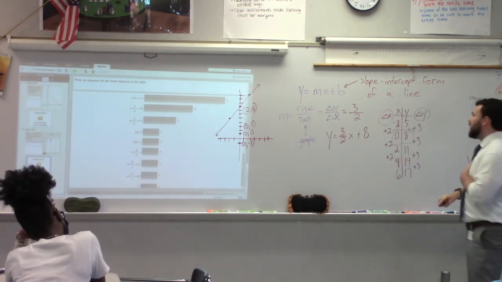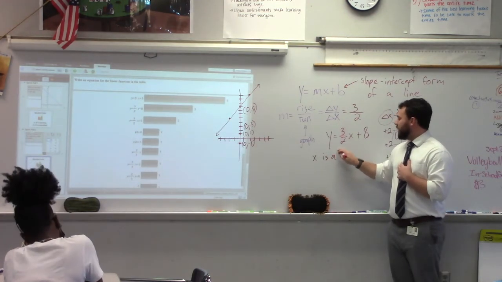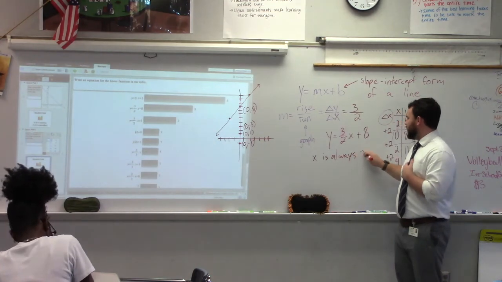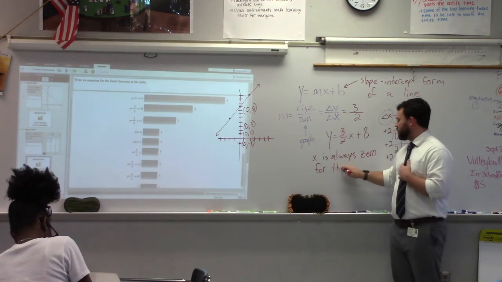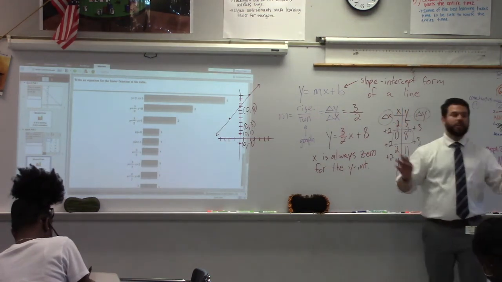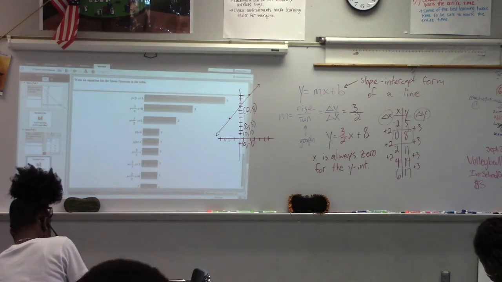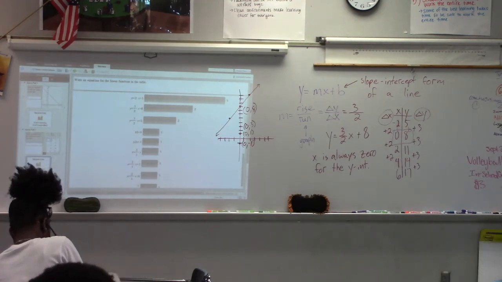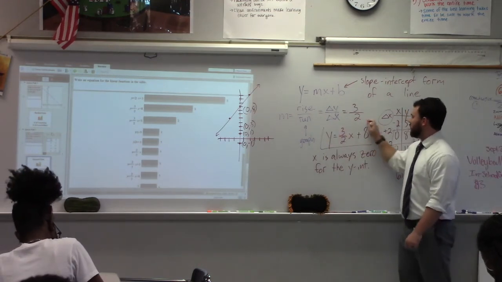And so I would make this note if I were you. X is always 0 for the y-intercept. That's an easy way to identify that y-intercept. So I've got the way I calculate my slope up there, I've got my y-intercept, and there's my equation.